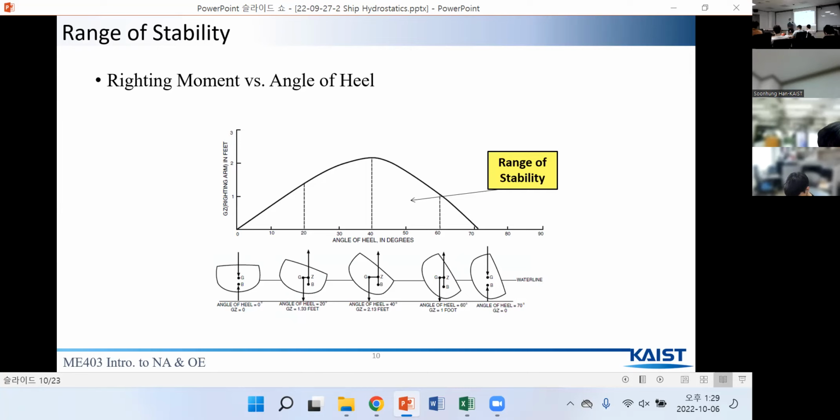So for any ship, you need to calculate this curve to check the stability. There is a regulation coming from the Classification Society and also IMO. IMO is the International Maritime Organization. They set up regulations for stability. There are many items, but one of them is mainly related to this. This one is the most important criterion: the angle of the righting moment curve.